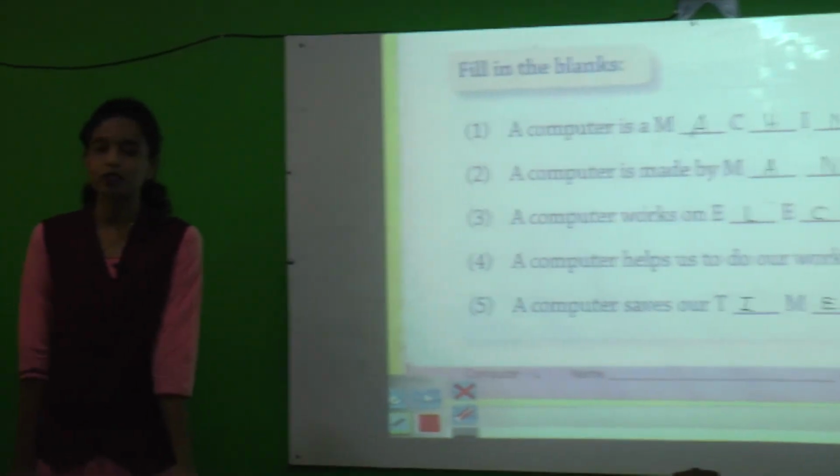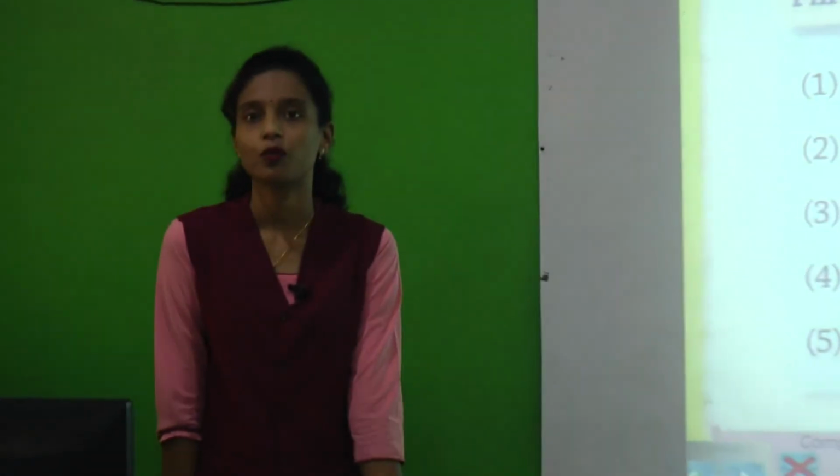Then you have some homework of computer. What do we have to do? You have to read the computer lesson number 1 and underline the hard words. Hard words means what? You have to find out which word you cannot read. You have to find this word, underline it, and try to read it. Thank you.